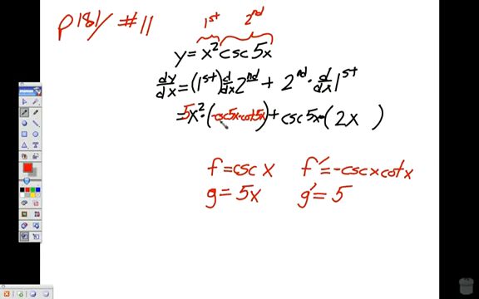We could simplify it a little bit by pulling the minus sign out front and getting rid of these parentheses and things like that. Bring this 2x out in front of the cosecant. But that's all cosmetic. We're really done. 5 times x squared times negative cosecant of 5x times cotangent of 5x plus cosecant of 5x times 2x. There's our derivative.